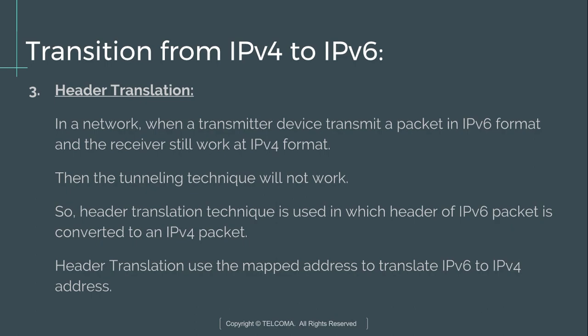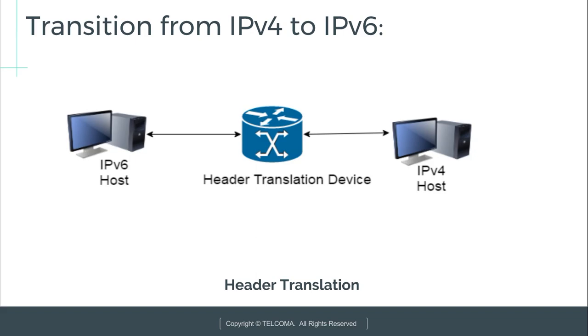So here we will use the header translation technique, in which the header of the IPv6 packet is converted to an IPv4 packet. Header translation devices are used to map and translate IPv6 addresses to IPv4 addresses. As shown in the example, the IPv6 host wants to communicate with the IPv4 host, so a header translation device is used in between, which translates the header of IPv6 to IPv4 or the header of IPv4 to IPv6. So this is all about the transition from IPv4 to IPv6.